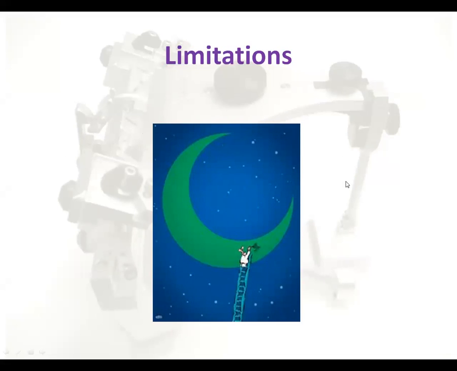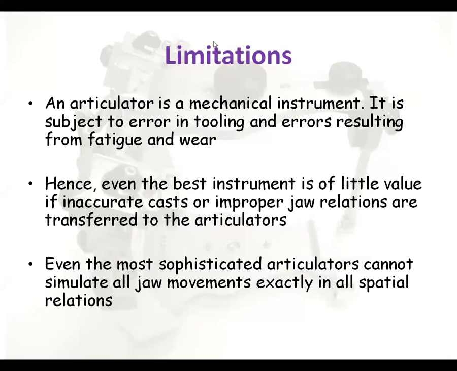Now we should see the limitations of the articulator. What are the certain drawbacks or limitations of the articulator while performing any procedure? The first limitation is that an articulator is basically a mechanical device. Any mechanical device has errors while fabrication, that means tooling, and errors resulting from the fatigue and wear of continuous use. So your articulator also has similar properties of tooling and fatigue wear errors, which can have detrimental effects on the fabricated prosthesis.